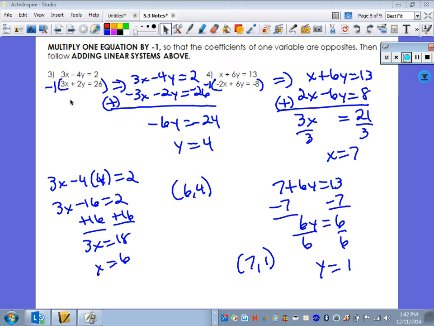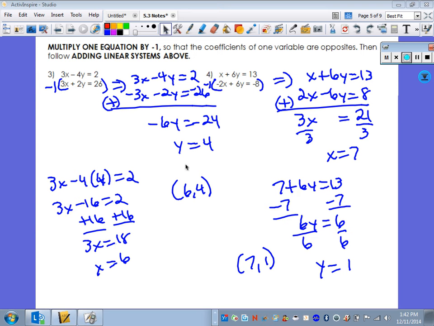Then I substitute that back into the first one. So 3x minus 4 times 4 equals 2. So 3x minus 16 equals 2. I add 16 to both sides. I get 3x equals 18. Divide both sides by 3, so x is 6.